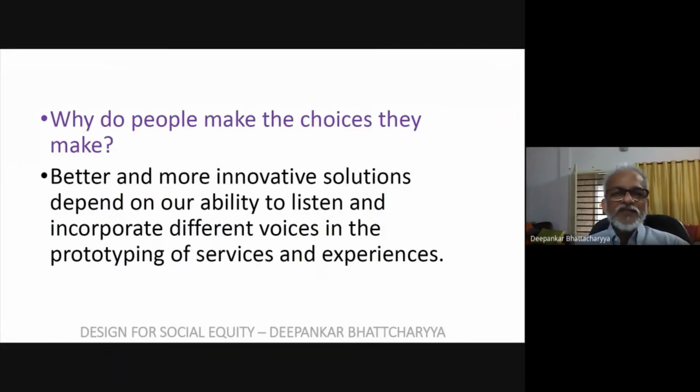Why do people make the choices they make? Is it important to understand? Better and more innovative solutions depend on our ability to listen and incorporate different voices in the prototyping of services and experiences. Designers have kind of figured this out, especially in their offerings in the corporate world, because we are doing this all the time for corporations. Because corporations figured it out a little earlier. Now the point is to do this in a larger framework, and to do that we need to start thinking beyond products.